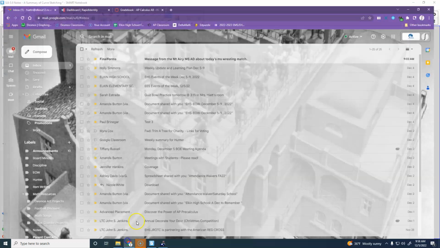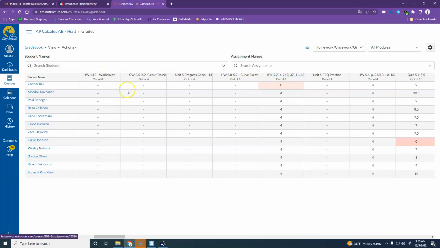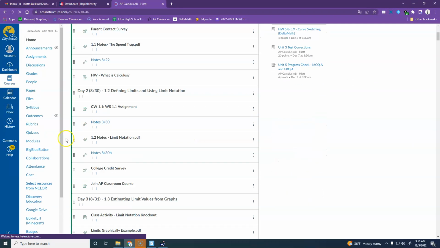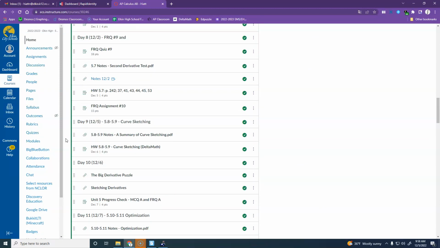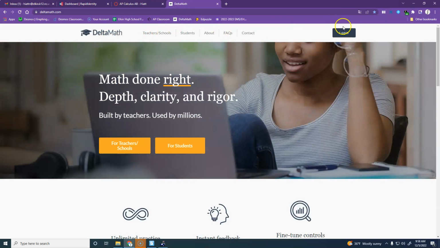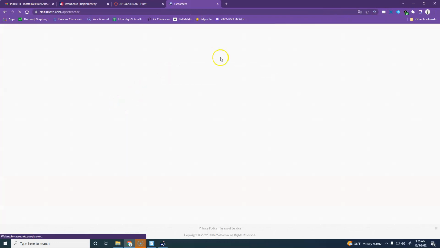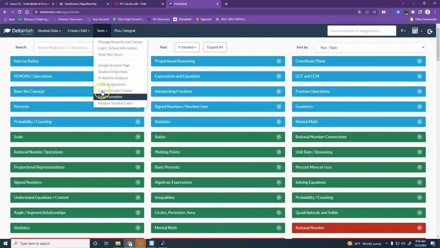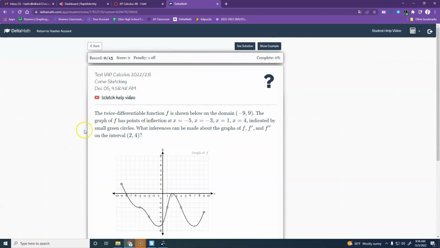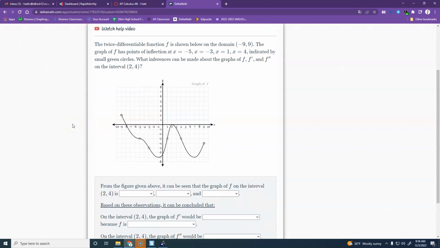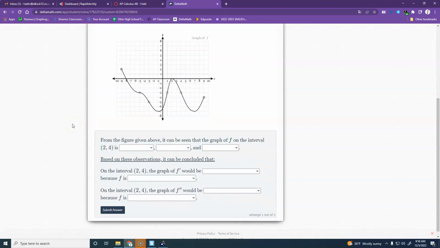So, the assignment, let me see what it is. I think it's on Canvas today. Okay, it's going to be on Delta Math. So, let me show you what it looks like as you pack up. Okay, and I'll probably cut this back so it's not 15. I think that'll take a little while.